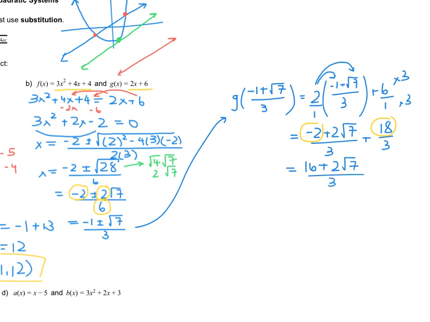So that's our first point of intersection. So I'm just going to write it: ((-1 + root 7)/3, (16 + 2 root 7)/3).